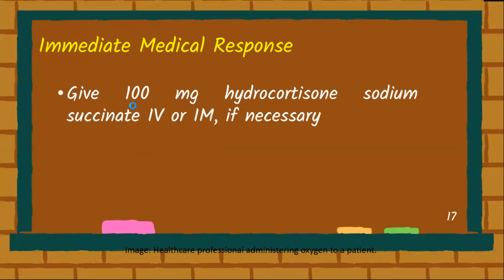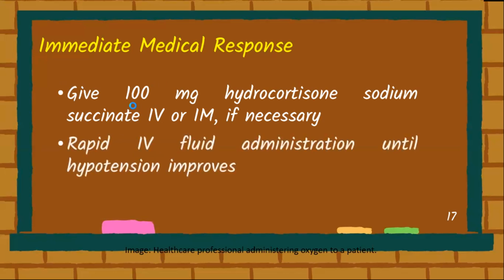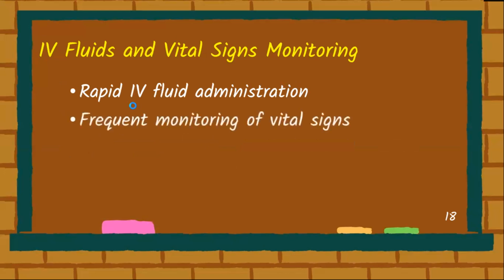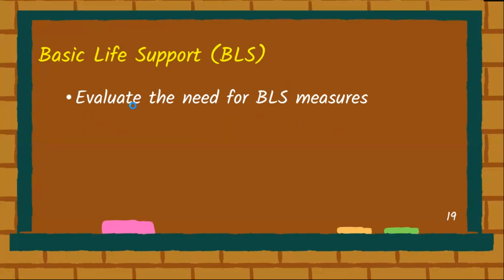Administer 100 milligrams of hydrocortisone sodium succinate IV or intramuscularly. Rapidly administer IV fluids to correct hypotension and stabilize the patient. IV fluids should be administered quickly to address hypotension and support circulation. Continuously monitor the patient's vital signs, including blood pressure, heart rate, and oxygen saturation, to ensure stability. Assess whether the patient requires basic life support measures such as CPR.